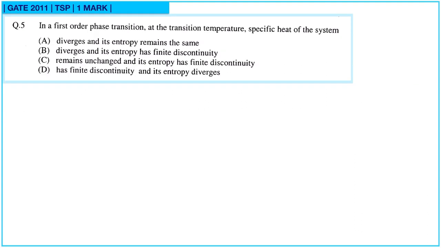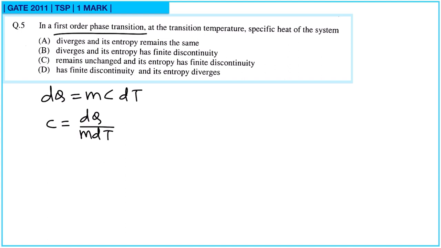Next question. In the first order phase transition, at the transition temperature, specific heat of the system. So specific heat, we have dq is equal to mc dt. So C is equal to dq by mdt. Now here we are considering first order phase transition. So here pressure and temperature, they remain constant for first order phase transition, and heat is either absorbed or released, and during this there is change of phase, and it is first order phase transition.